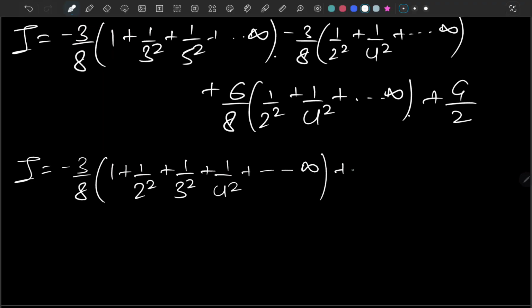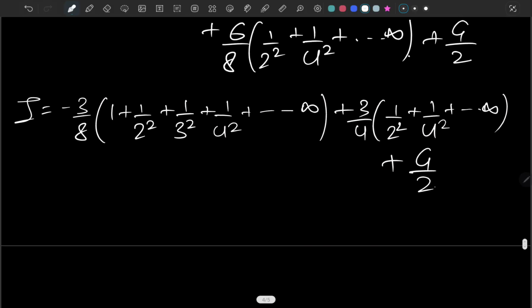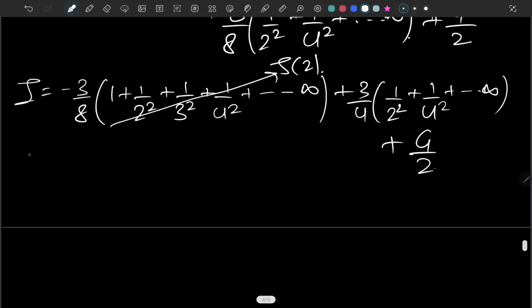And you know what, here we are with the Riemann Zeta of 2, our first Riemann Zeta of 2. We can cancel this with 2 here, so we would be having 3 over 4 times the sum of 1 over 2 squared, 1 over 4 squared, dot dot dot to infinity, plus g over 2. So this is our Riemann Zeta of 2. Let's just replace that with Riemann Zeta of 2 here. So it's negative 3 over 8 times the Riemann Zeta of 2. Okay, and now it's fine.